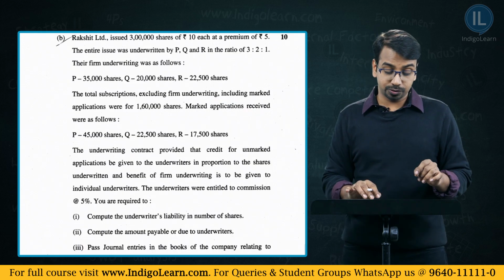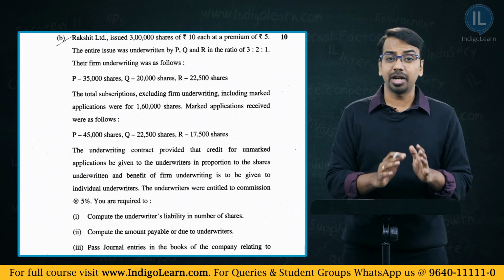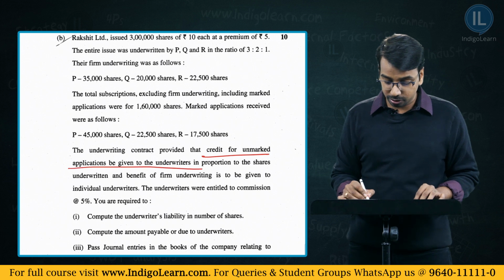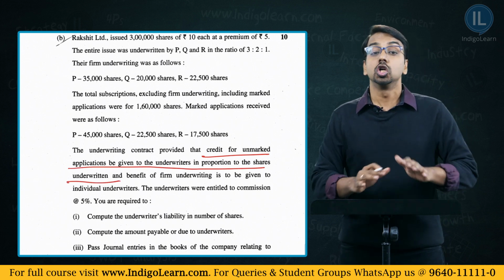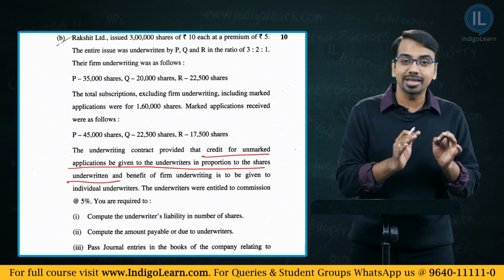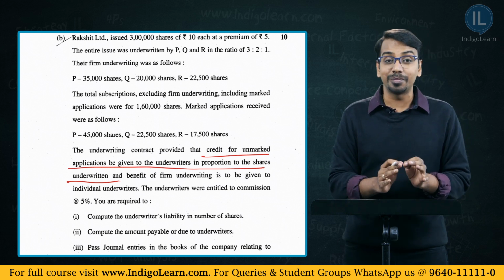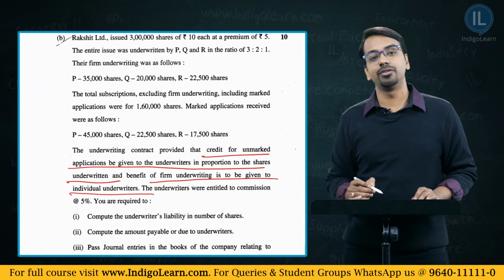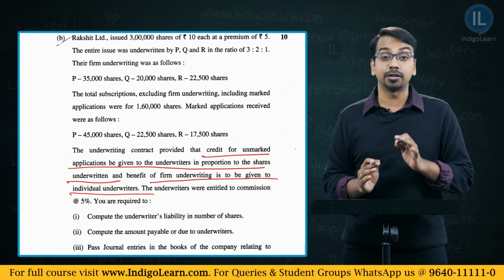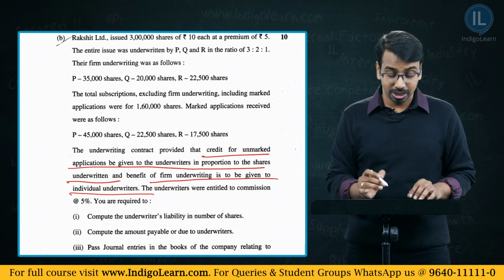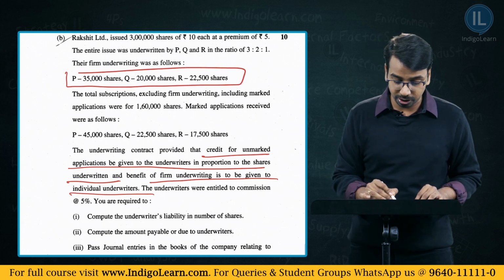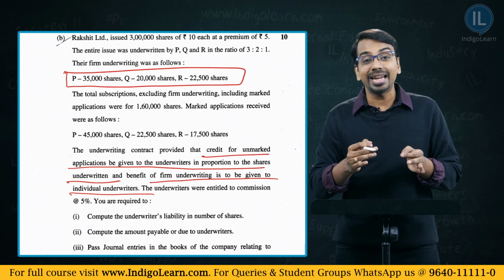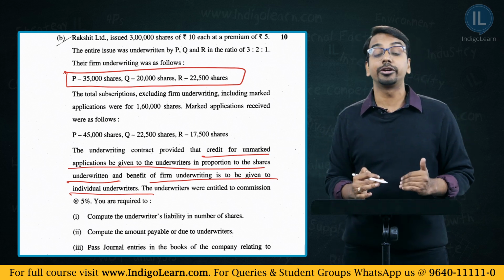Moving on to the next question, which was on underwriting, a pretty much straightforward question where the question had clearly mentioned that credit for unmarked applications is to be given in the proportion of shares underwritten. So no assumptions required. Whatever are the unmarked applications, divide them on the basis of shares underwritten, and firm underwriting is to be given to the individual underwriters. And we know whenever the benefit of firm underwriting has to be given to the individual underwriters, whatever was the firm underwriting, 35,000, 20,000 and 22,500, you will have to deduct it from the respective underwriters, and at the end to arrive at the liability, you will need to add them back.